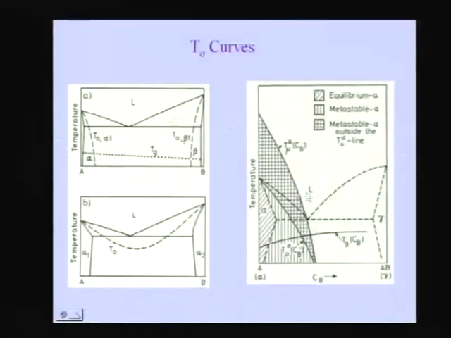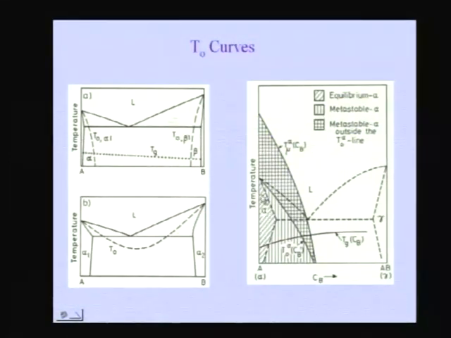Then this is another example where all kinds of curves are shown here, the T naught curve which you have and the TG, and here you see various domains are shown. What is this domain on this side, where alpha is written? Can you tell me what that domain is?